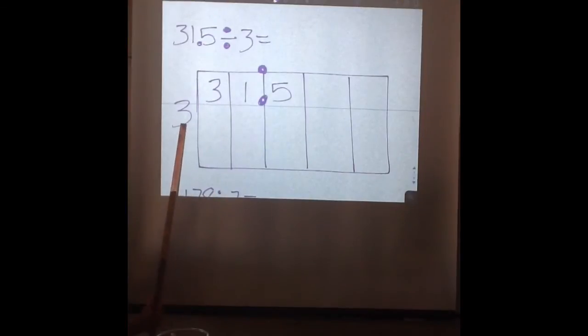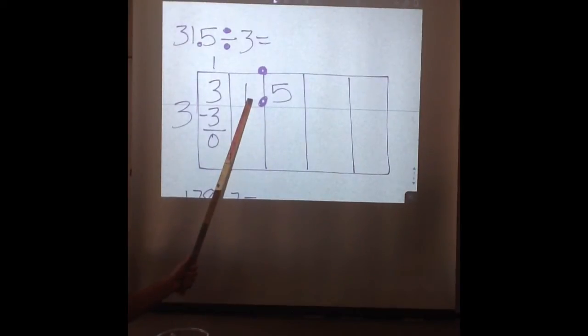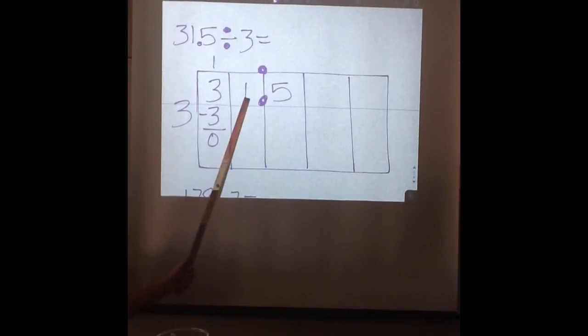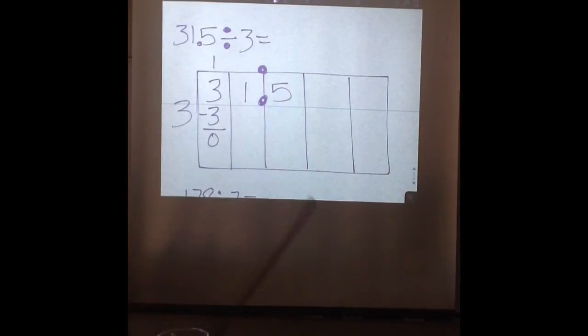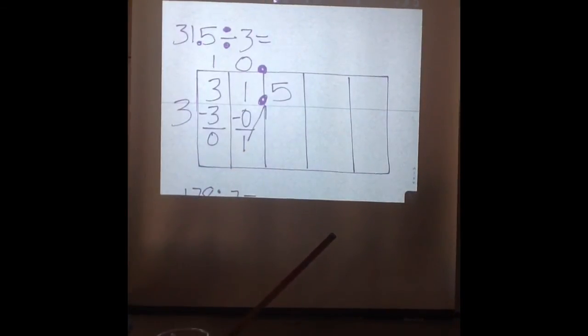Now, I'm going to ask, how many 3s are in this 3? Well, you're going to say 1 3. We subtract that, it leaves us a 0. So, do we have anything to bring over here? No, we don't. Now, we ask, how many 3s are in 1? Well, there's 0, right? So we put a 0 down here, subtract it, and it leaves us with 1. What do we do with our 1? We're going to move it over in front of our 5. Okay? Do you see that?